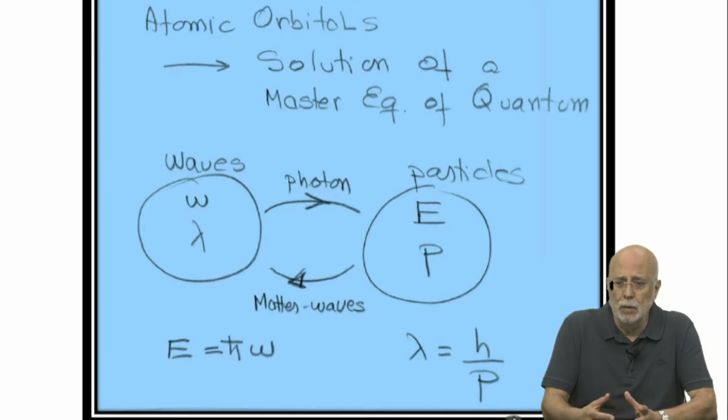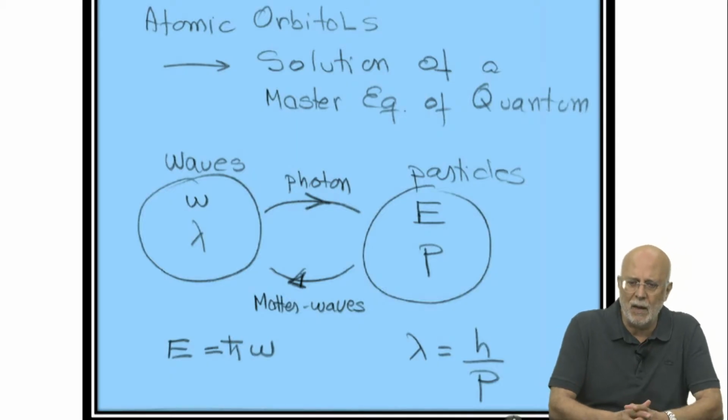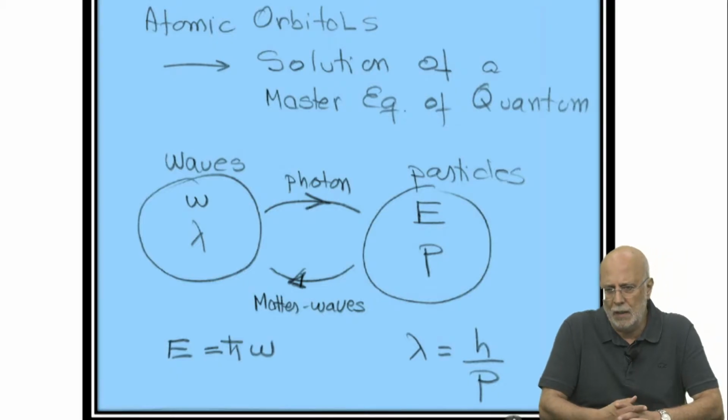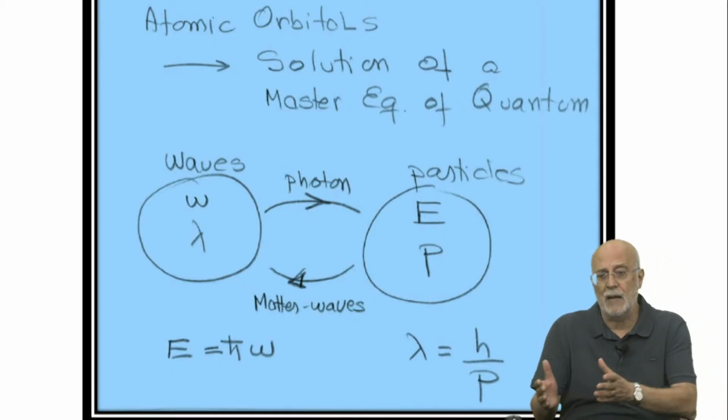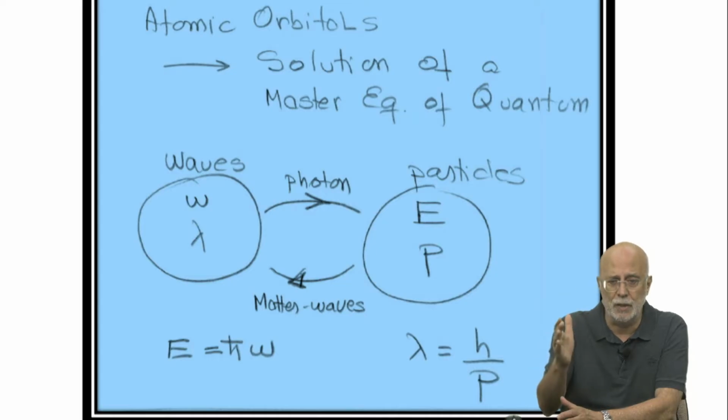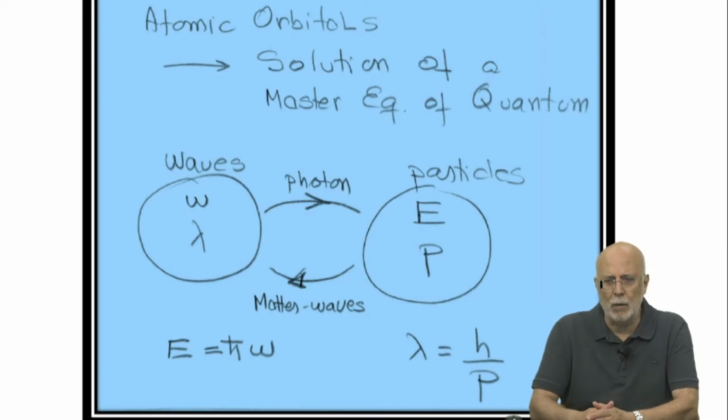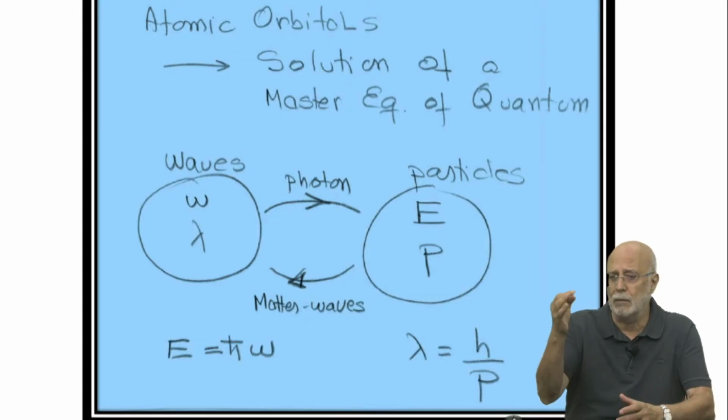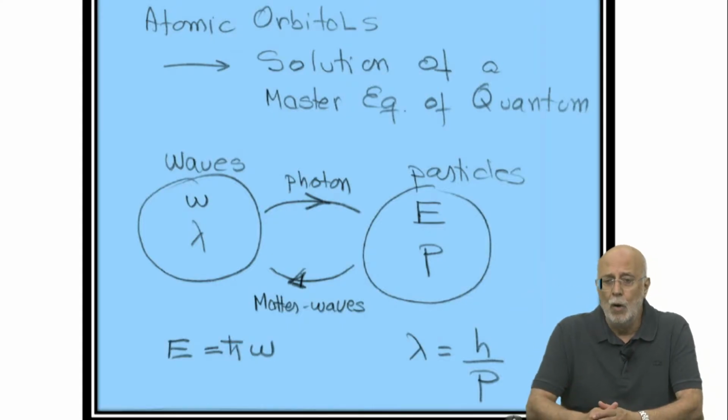So the electron cloud is represented by a wave. If you remember, to characterize a wave, we need frequency and wavelength. And to characterize a particle, we need energy and momentum. So in quantum mechanics, because we're dealing with an electron that traditionally is a particle, we're going to have to convert this into what we call frequency and wavelength.